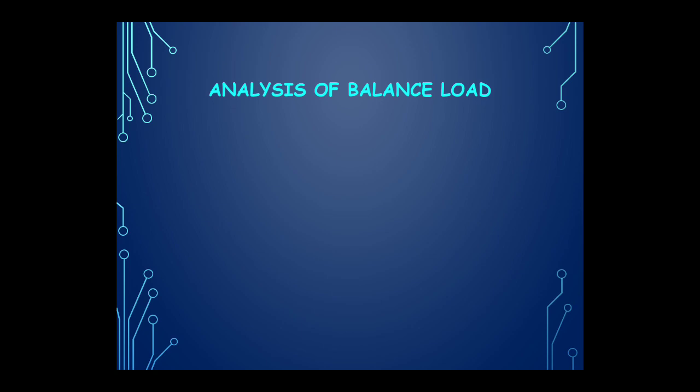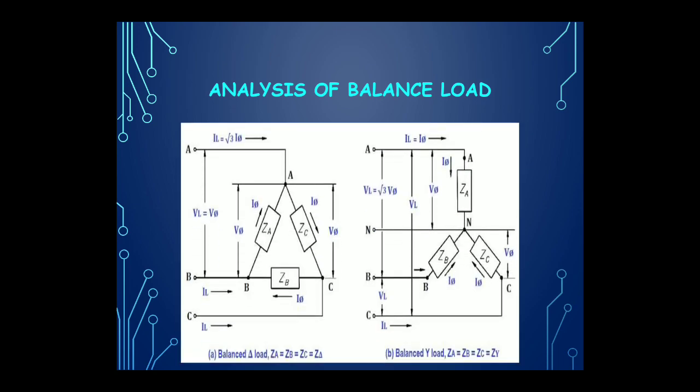Now the analysis of a balanced load. You can see here one star connected network and one delta connected network. In this image, this is the star connected network and this is the delta connected network. In the delta connected network, ZA, ZB and ZC are the load impedances, and in case of a balanced supply these three load impedances are the same. So ZA equals ZB equals ZC equals Z delta. That means all the impedances are the same.